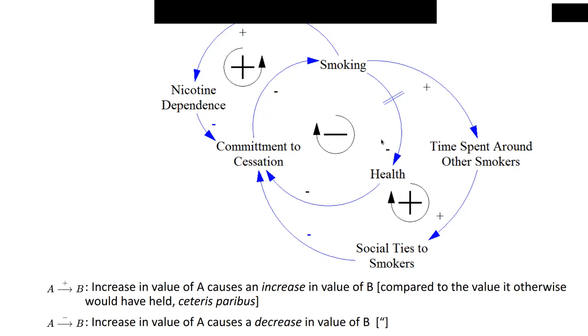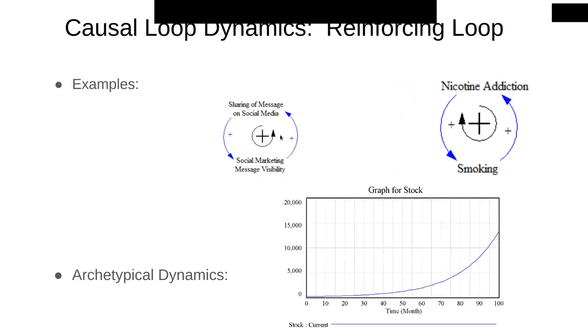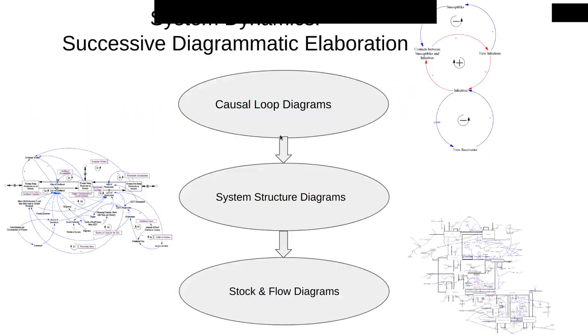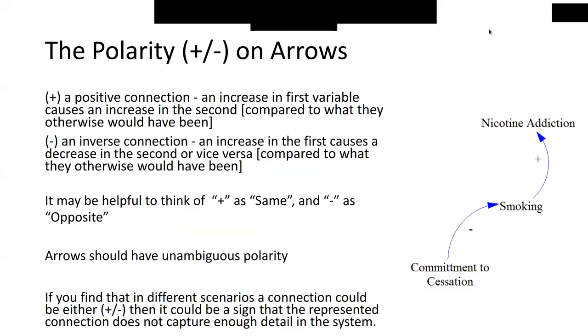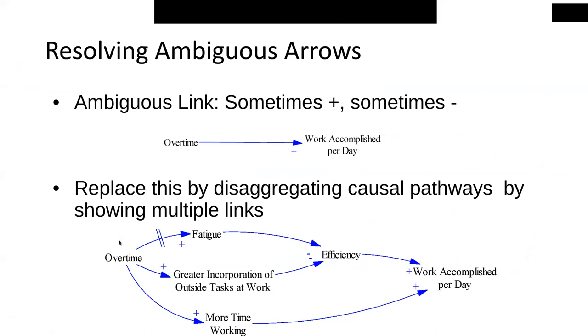How could I, if I have thought through using this reasoning, if A increases, does B increase or decrease compared to the value it otherwise would have had, all other things being equal? If I go through that reasoning, and I do that for each of the links along a pathway. Maybe it's a circular pathway. Maybe it's not a circular pathway. Maybe it's a pathway from one variable to another.